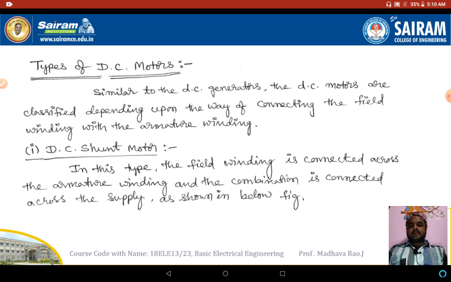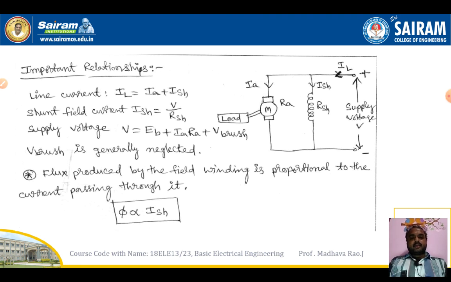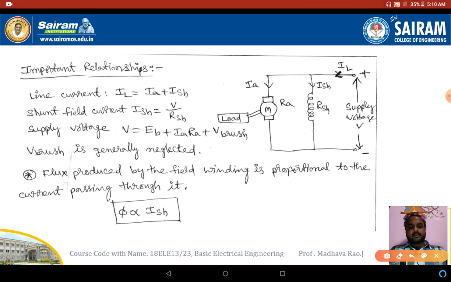The first one is the DC shunt motor. In this type of DC motor, the field winding is connected across the armature winding and the combination is connected across the supply. We can see the DC motor in the figure. Here is the field winding RSH. This field winding is connected across the armature winding, and the whole combination is connected across the supply voltage.